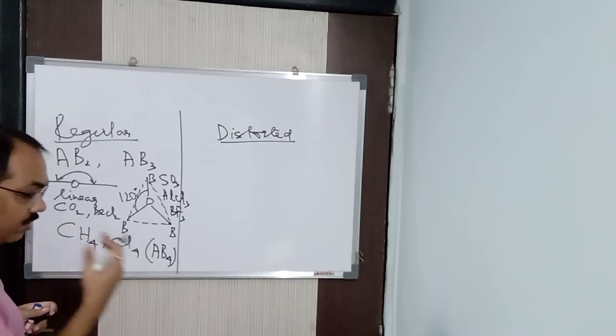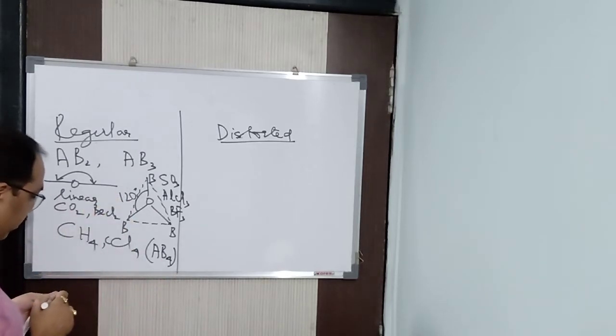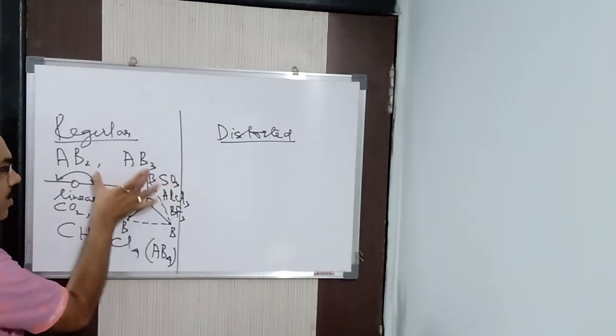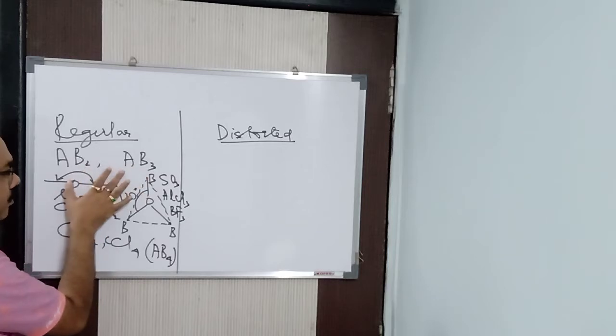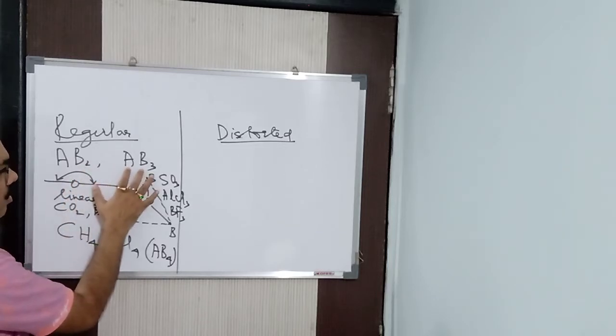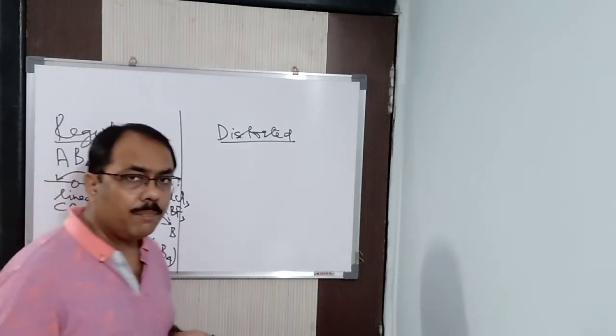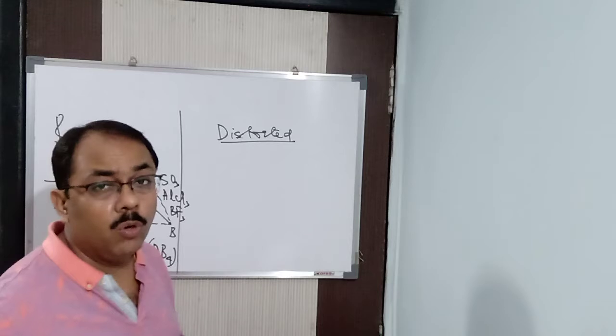Similarly, AB5 is there. I'll come to it later on, one by one. I was just differentiating. So on this note, suppose apart from bond pairs, we also have lone pairs. Distorted geometry means apart from bond pairs, we also have lone pairs.